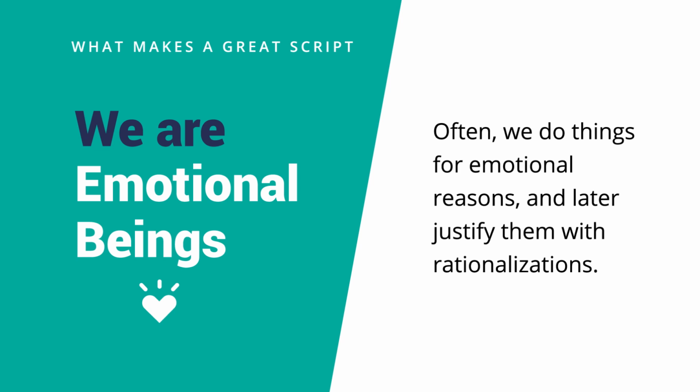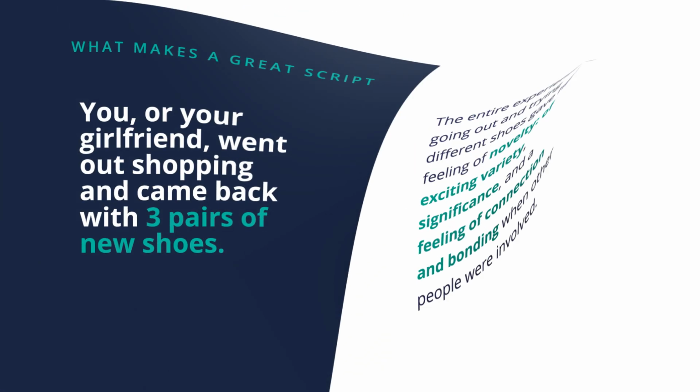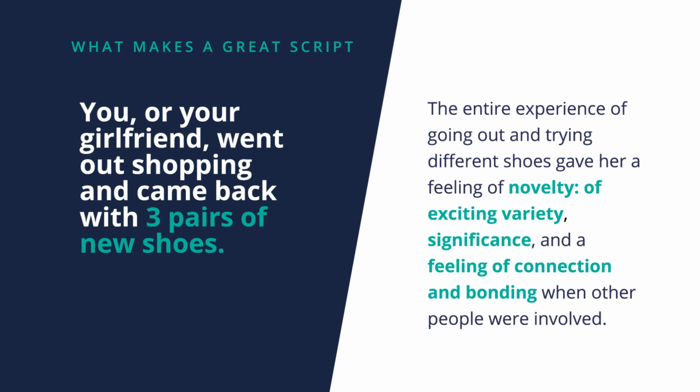Number 2, we are emotional beings. Human beings are emotional beings. Often we do things for emotional reasons and later justify them with rationalizations. Think about it. You or your girlfriend went out shopping and came back with 3 pairs of new shoes. Did you or she really need new shoes?